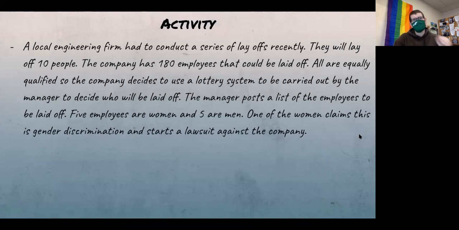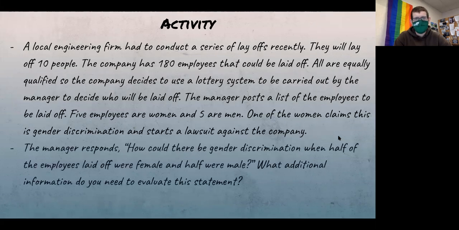All right, so now we're looking at an activity. Here we go. A local engineering firm had to conduct a series of layoffs recently. They will lay off 10 people. The company has 180 employees that could be laid off. All are equally qualified, so the company decides to use a lottery system to be carried out by the manager to decide who will be laid off. The manager posts a list of the employees to be laid off. 5 employees are women and 5 are men. One of the women claims this is gender discrimination and starts a lawsuit against the company. The manager responds, how could there be gender discrimination when half of the employees laid off were female and half were male? What additional information do we need to know to evaluate this statement?